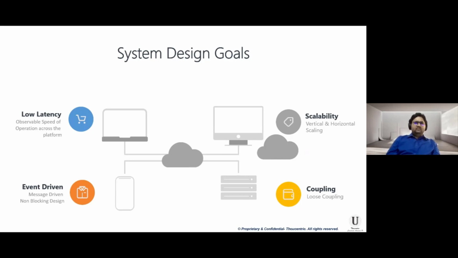Again, this is not the exhaustive list of goals that we need to address. These are just thoughts that we need to build around, much like non-functionals. So, four of the most important ones, I think: the system must have low latency, which is effectively the observable speed of operation across the platform.